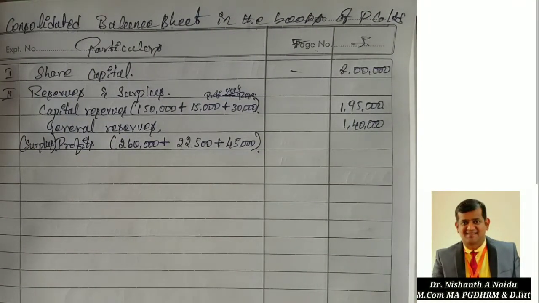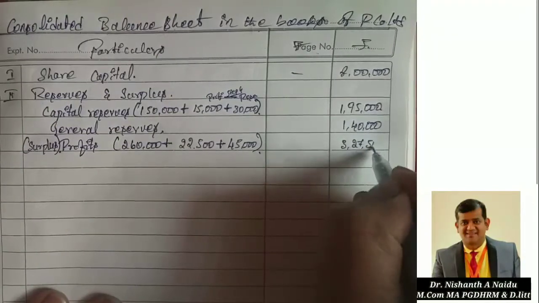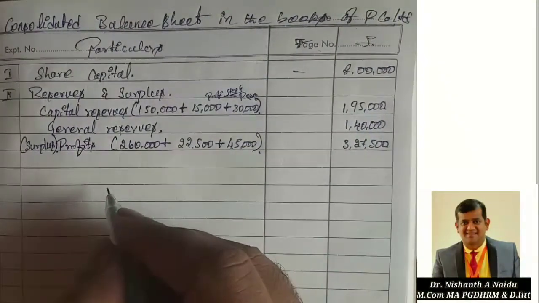2,60,000 plus 22,500 plus 45,000. So put together 3,27,500. 3,27,500. Okay.